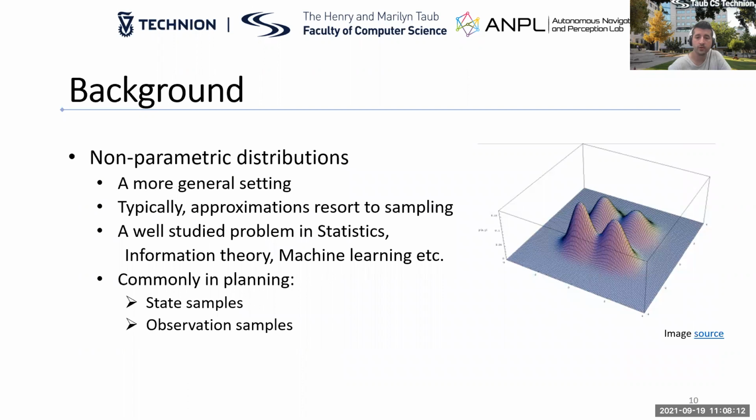As mentioned, we consider non-parametric distributions. This is a more general setting than assuming the belief is, for example, a Gaussian, which can be useful when it is in fact some sort of multimodal distribution. Typically, in order to approximate an unknown distribution, one needs to perform some sort of sampling. In the problem of planning into the future, commonly state samples and observation samples are generated in order to build the belief tree. Sampling is a vast research field in statistics, information theory, machine learning, and more, and getting any deeper into it is out of the scope of this work.